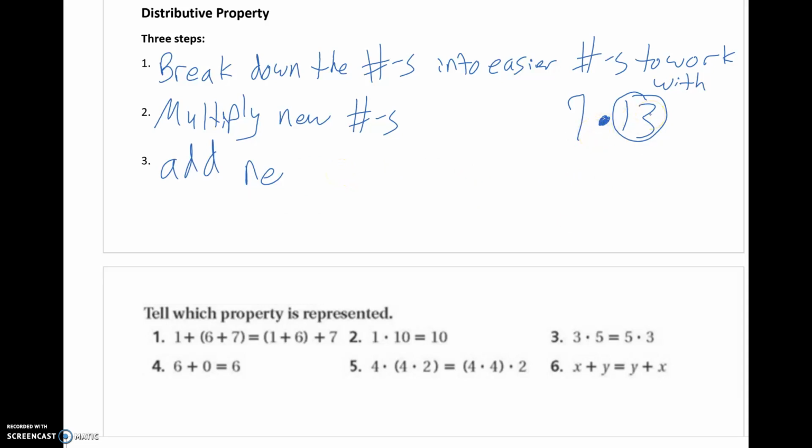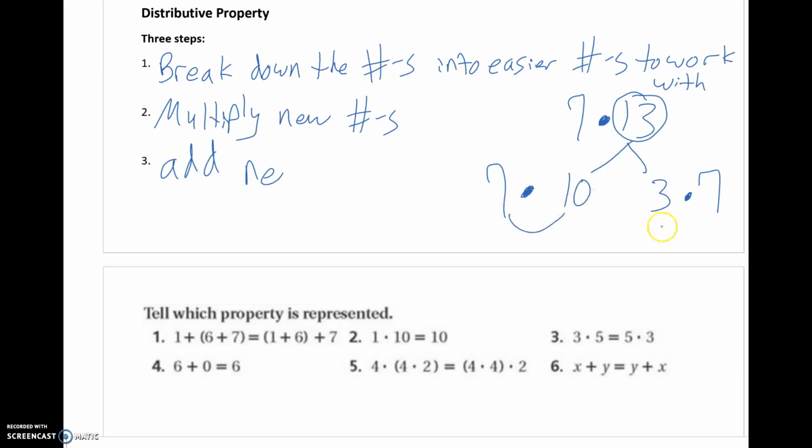7 times 13. If we break 13 into 10 and 3, so step 1, break down the number that is throwing us off a little bit. Number 2, multiply the new numbers. Okay, so 7 times our new 10. And then 7 times our new 3, okay?